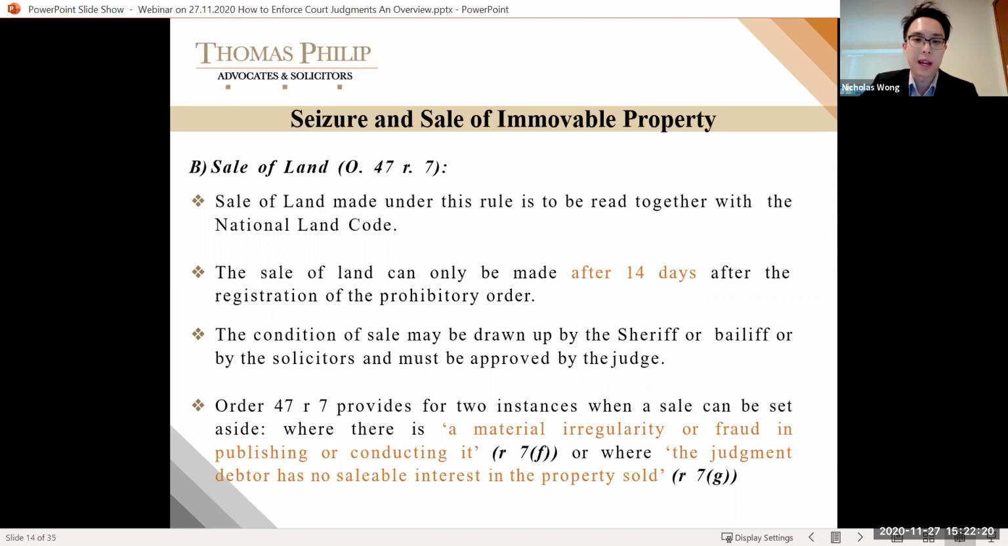This could be, for example, where you got your prohibitory order, but you did it illegally. Perhaps you didn't give notice as you were meant to. Perhaps you made a fraudulent representation in the course of obtaining your judgment or something of that nature. The other way is if the JD has no saleable interest in the property sold.